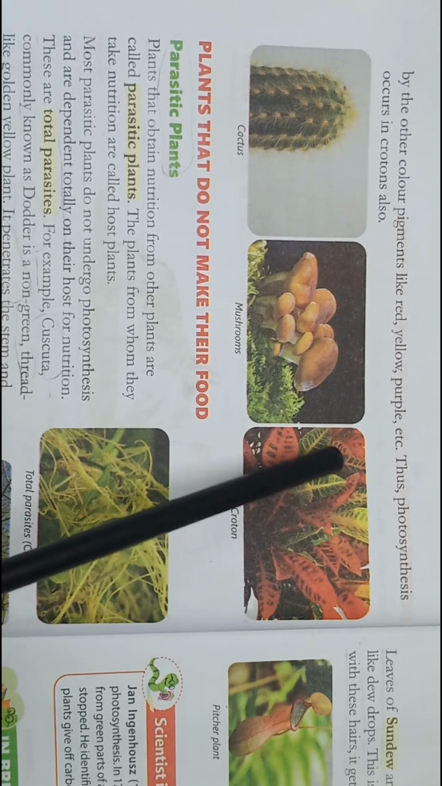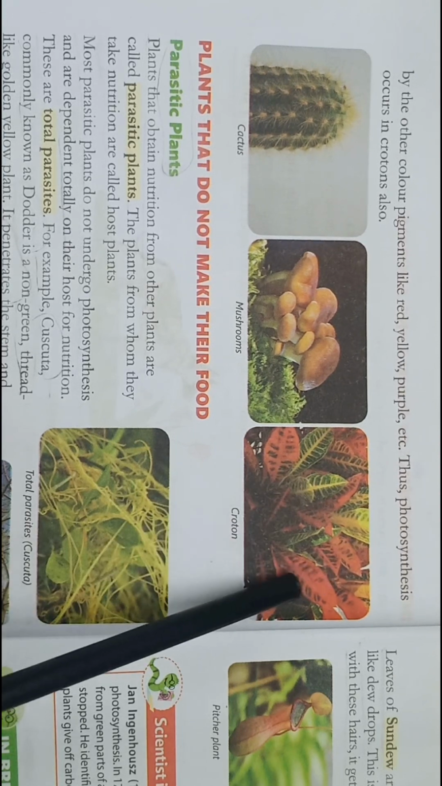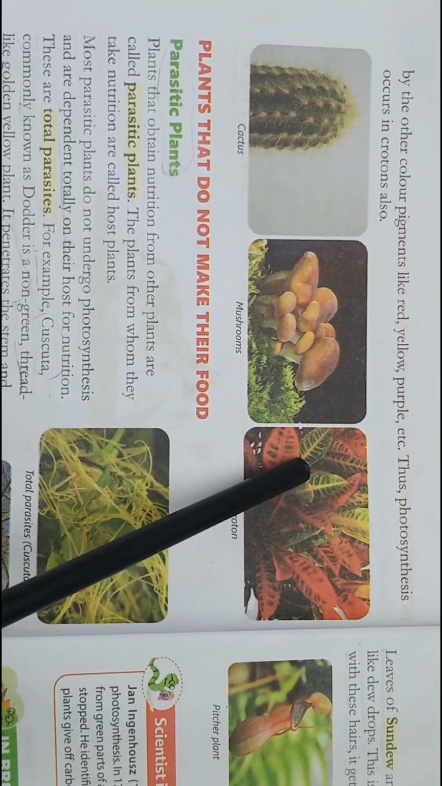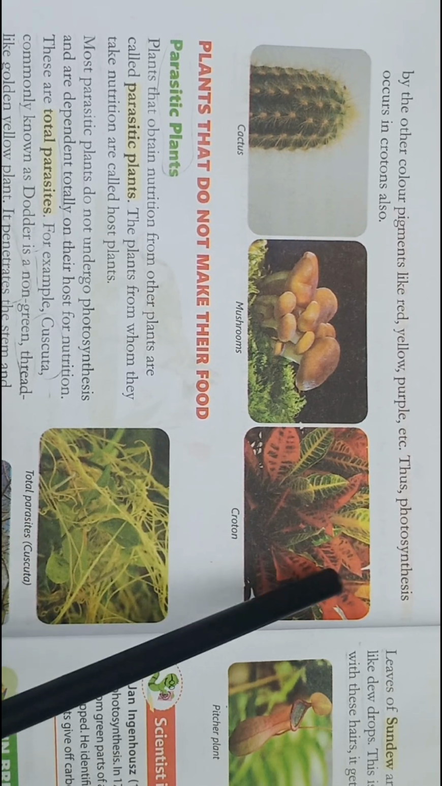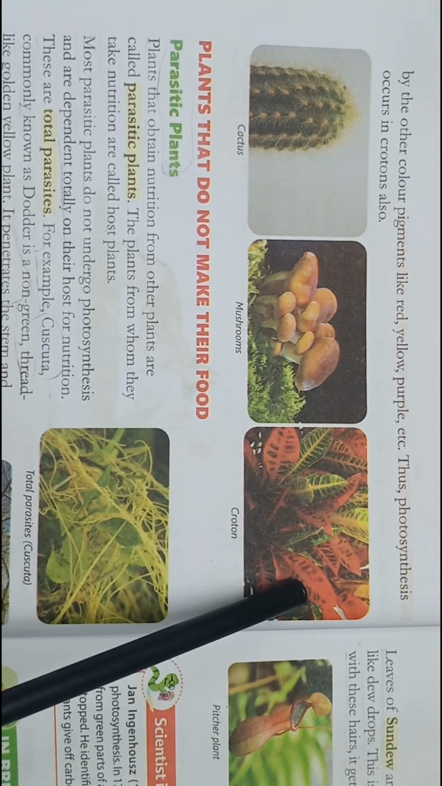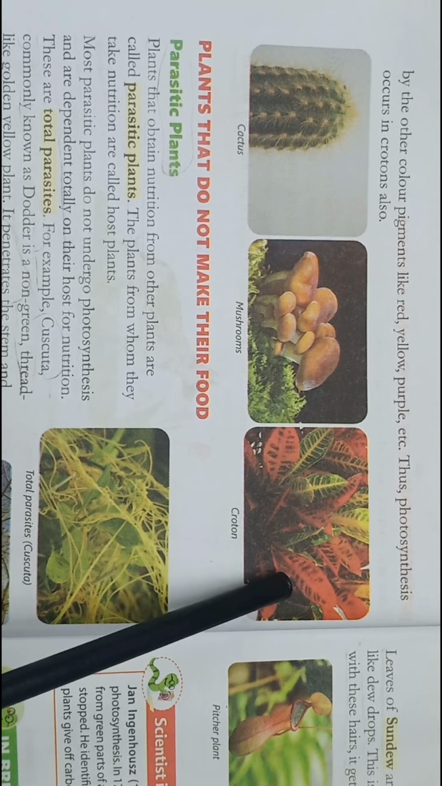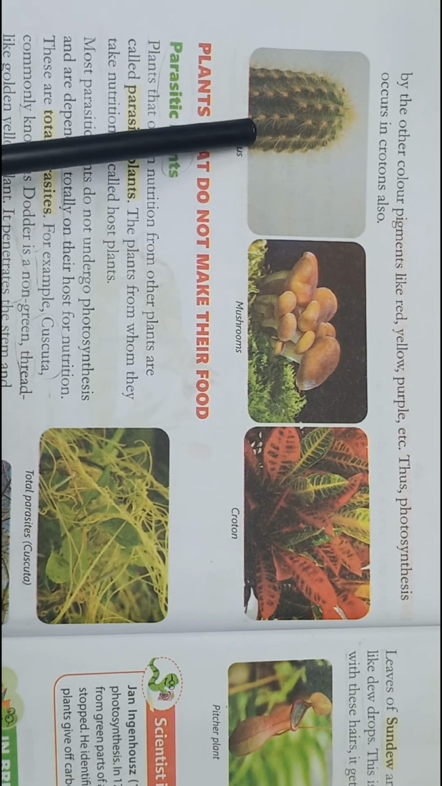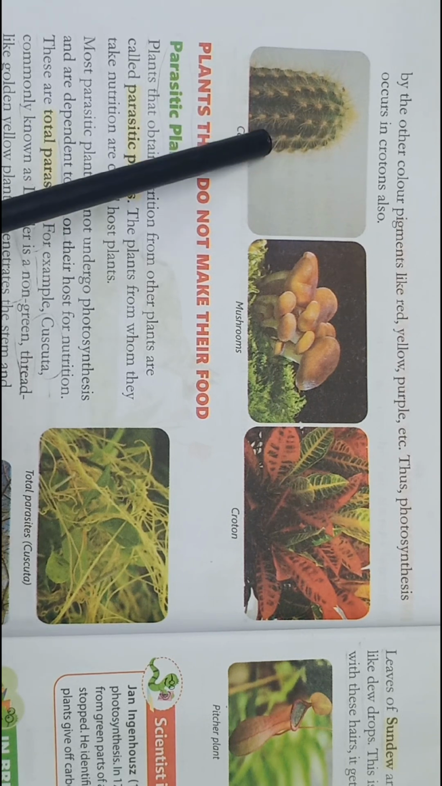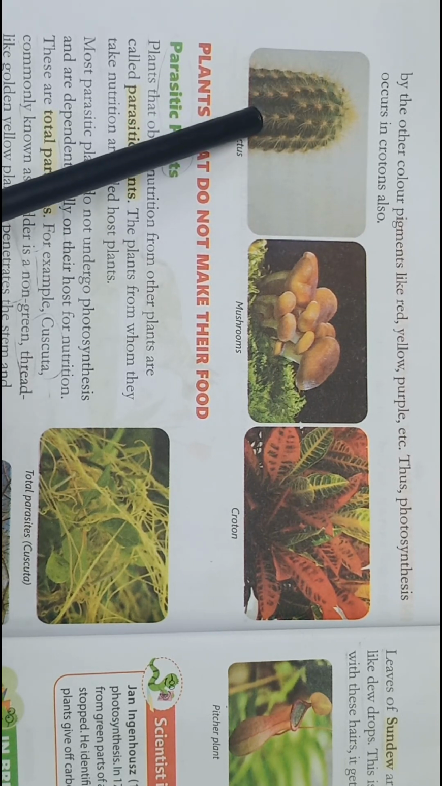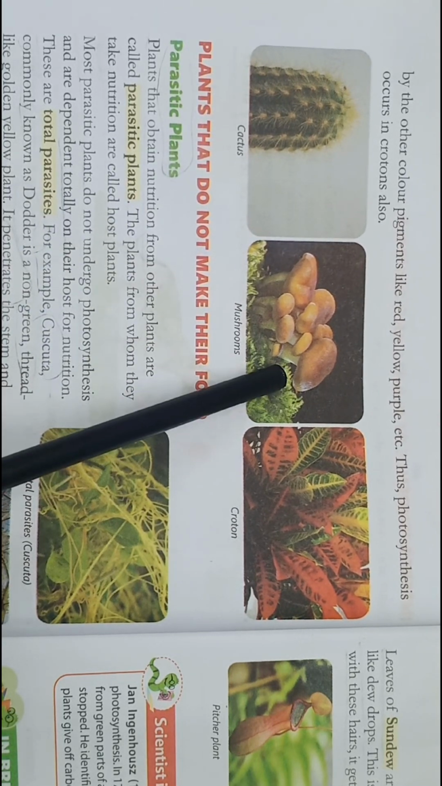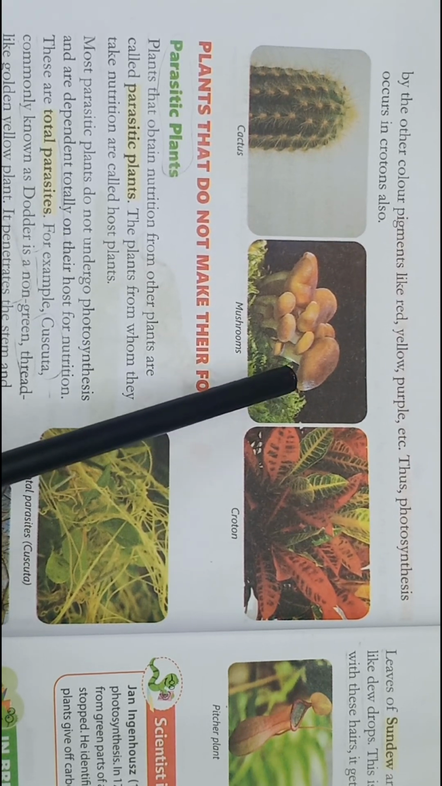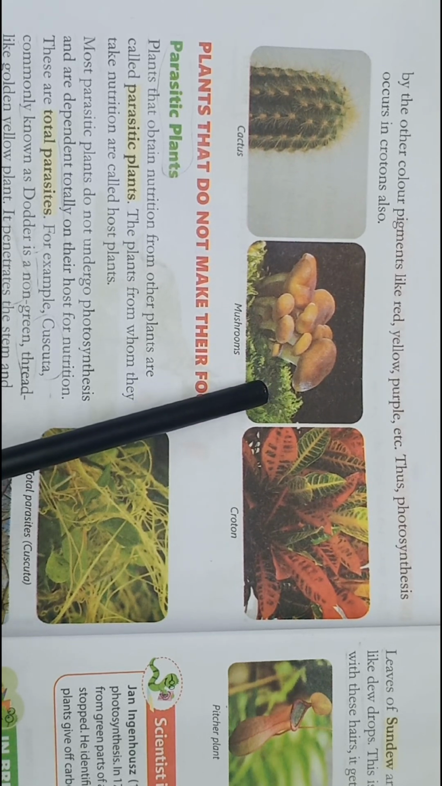In crotons, there are other pigments on the leaves. Behind those pigments, the chlorophyll is present. So photosynthesis occurs despite these different colors. This is cactus. In cactus, the leaves are modified into spines and photosynthesis occurs in the stem. In mushrooms, there is absence of chlorophyll, so they totally depend on decaying or dead animals and plants.